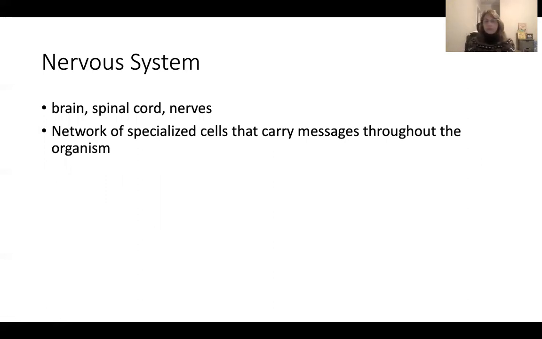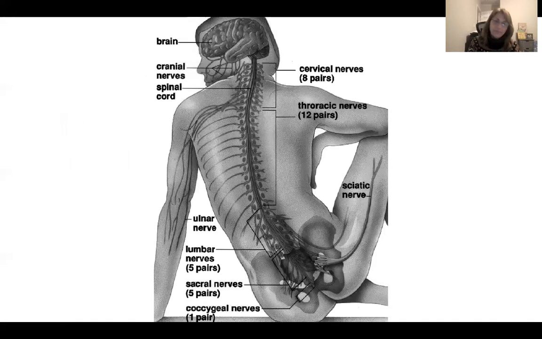Our nervous system, thankfully, sends nervous impulses so rapidly throughout our bodies. Those specialized cells are able to transport that stimulus from the tip of your toes all the way up to the top of your head and back in record time. This is what it looks like. The brain is obviously the main organ of our nervous system.